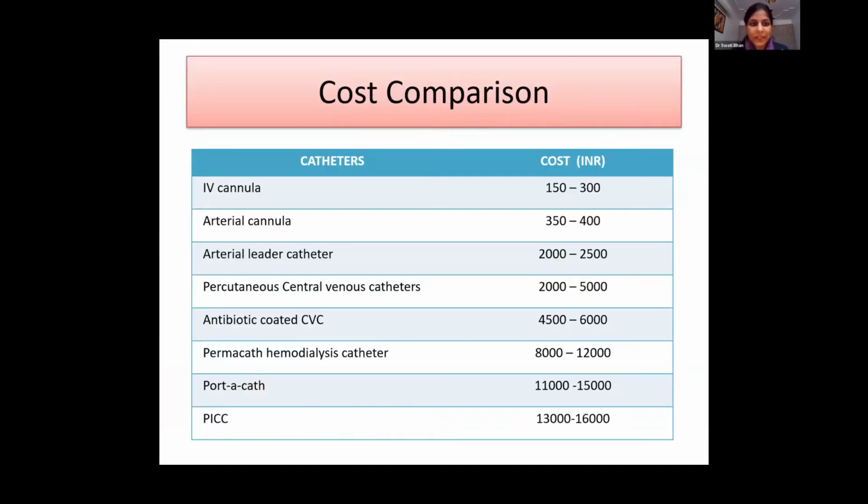Coming to the cost comparison, we can see the antibiotic coated CVC is about 4,500 to 6,000 rupees, whereas the percutaneous central venous catheters are about 2,000 to 5,000 rupees. So we should not add this additional cost. Then these catheters, the permacath, hemodialysis catheter and portacath, are a little expensive, but they are for long-term access.